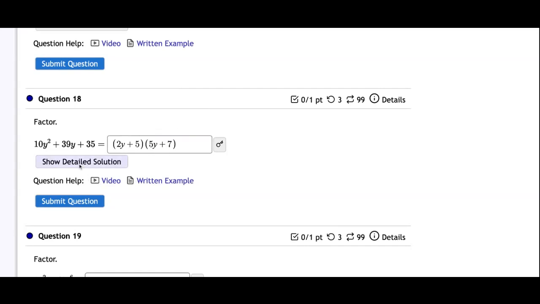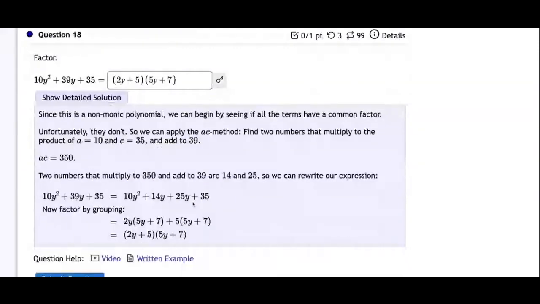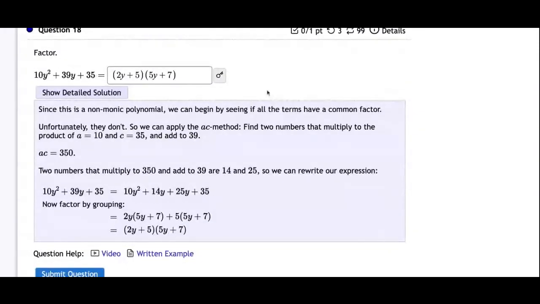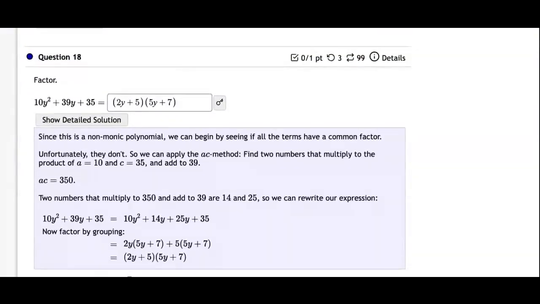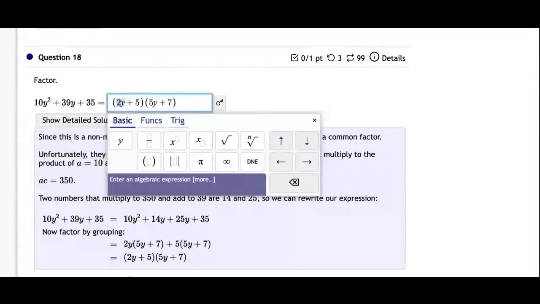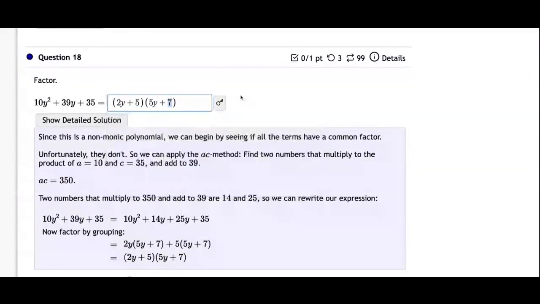Oh, this has a solution, show detailed solution. Yeah, 2y plus 5, 5y plus 7. Sometimes you may get it right away. Then you can try another way. But basically, you work with these two: your 10y squared, you can break into 2y times 5y, and 35, you can break into 5 times 7. Does this make sense? Okay. Any other questions?